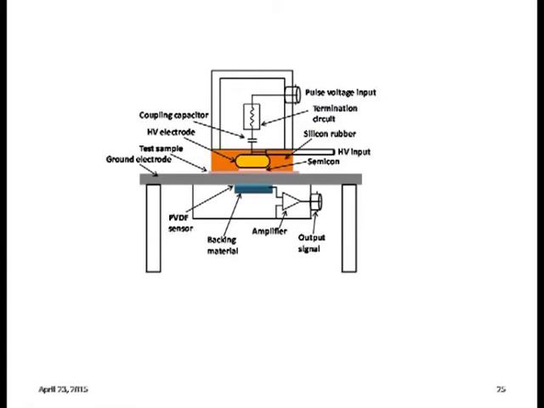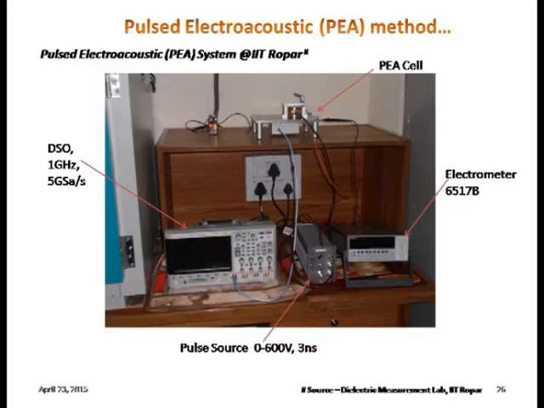This is the pulse voltage, resistor and capacitor, and here the high voltage electrode, and this is the high voltage input, and this is the aluminum electrode, and below this the PVDF sensor and backing material. Here the amplifier is connected and the amplified output signal is obtained. So this shows our experimental setup in our lab actually.